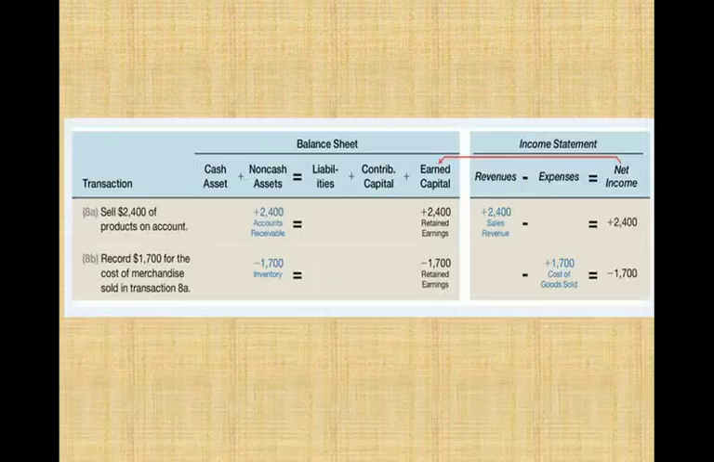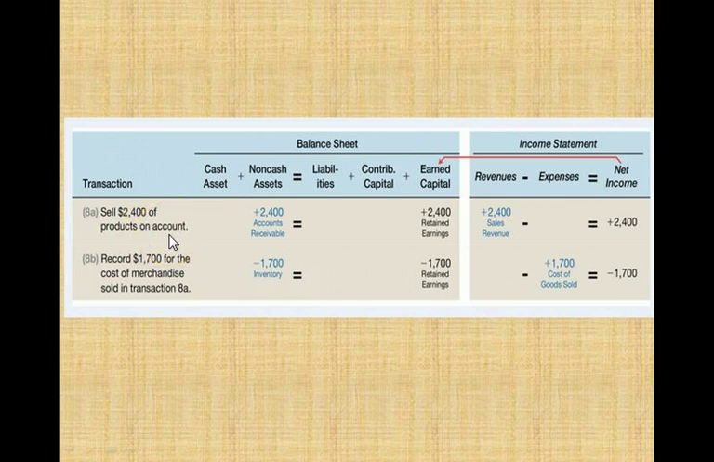So let's take a look at a second transaction. This is transaction 8. Now the first thing to notice is that this transaction has two parts, 8A and B. And so what's happening in the transaction is the firm sells products. So they record revenue. They sell $2,400 of products. All right. Note that the sale is on account.